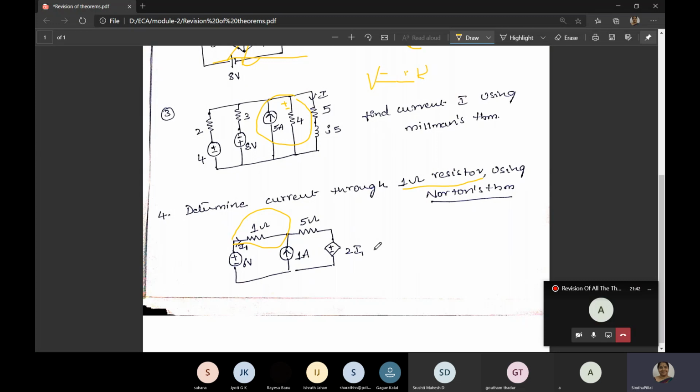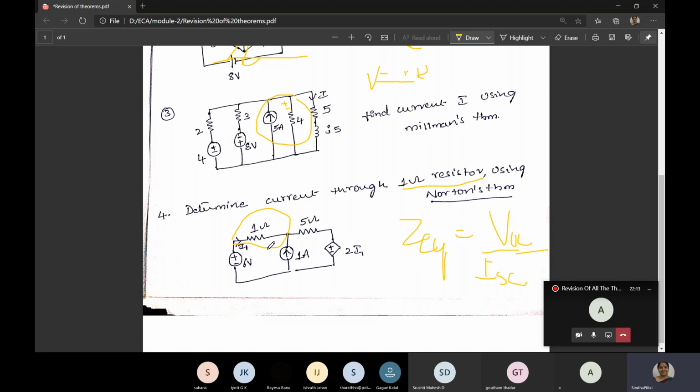Since we have a dependent source here, we have to find out Z equivalent. Z equivalent is equal to open circuit voltage divided by short circuit current, that is ISC. That is the formula. Short circuit current is nothing but Norton's current, which we will find out. Next you have to find out the open circuit voltage. For the open circuit voltage, just open this terminal and find out the voltage here.